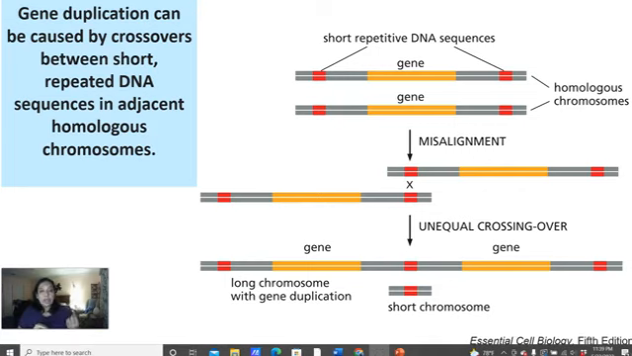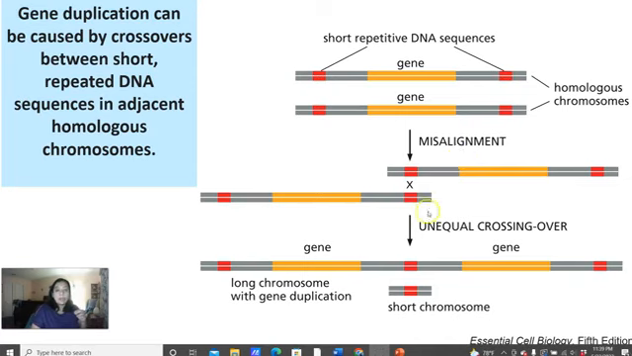Gene duplication can happen because of issues in crossover, right? Especially if the areas have the same kind of short repeated DNA sequences, a lot of repetitive sequences that are adjacent to each other in the homologous chromosome. So here you have the homologous chromosomes, you have those genes, you have these regions. These are the short repetitive DNA sequences where you can have these issues arise.